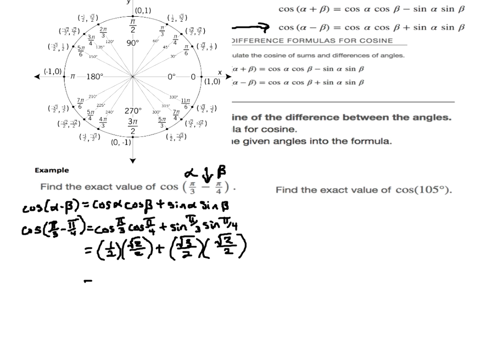Now I've just got nice, neat little calculation or simplification rather to do here. We multiply fractions straight across, so 1 times the square root of 2 is square root 2. 2 times 2 is 4. Square root of 3 times the square root of 2 is square root of 6. 2 times 2 is 4. I have a common denominator, so I can go ahead and combine my numerators over my common denominator. Square root 2 plus square root 6 over 4 is the exact value of cosine pi over 3 minus pi over 4. That's it.